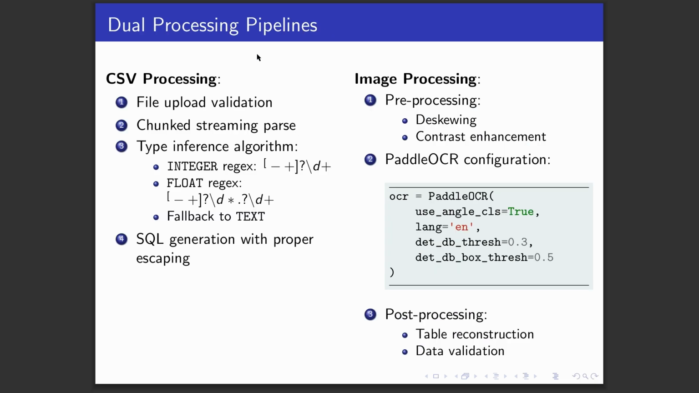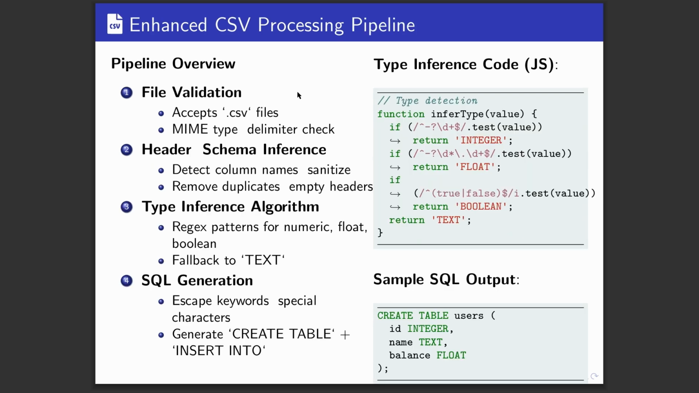Our project supports two major pipelines: CSV processing and image processing. Each has dedicated steps for parsing, validation, and type inference, with the final output being executable SQL. Here's how our CSV pipeline works. We first validate the file type and structure, whether it is a .csv file or not. And then we move on to inferring header schemas, cleaning up duplicates, and setting empty fields as null.